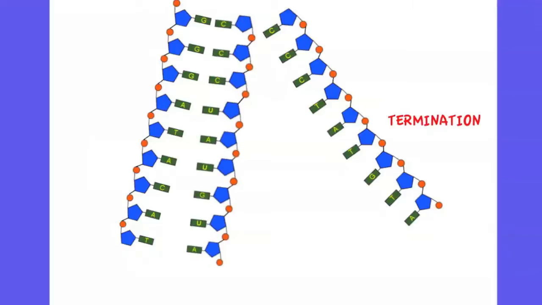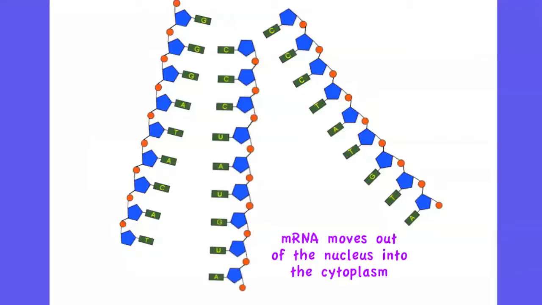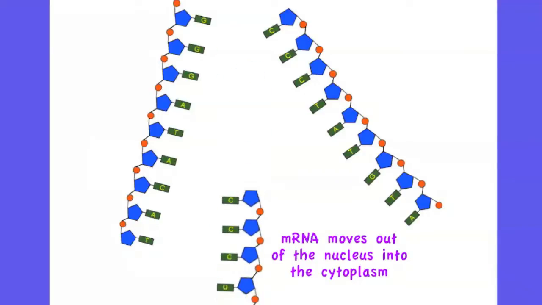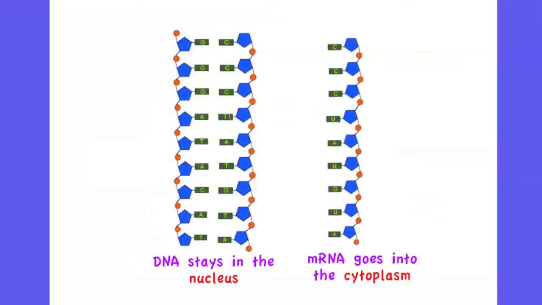Finally, notice that the DNA is using thymine as one of its nitrogenous bases, and the mRNA uses uracil instead. Once this mRNA has been formed, it moves out of the nucleus where this transcription has taken place and into the cytoplasm, where it will be later used in translation to form a polypeptide chain.